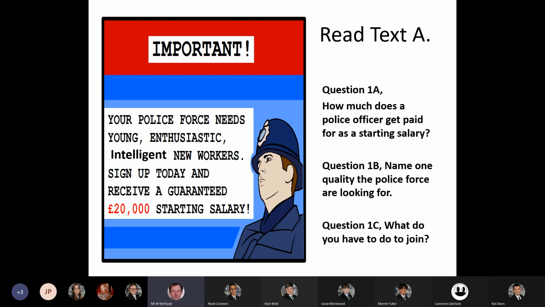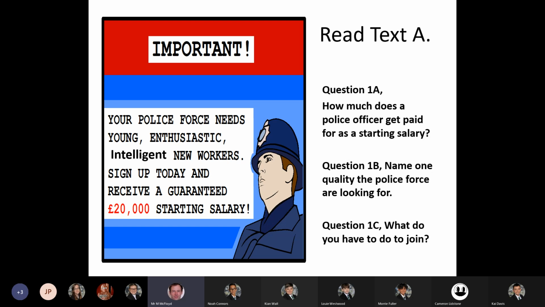Kian, what do you believe the answer to 1B to be? Kian has written in the chat, young, enthusiastic, intelligent. Unfortunately, once more, that would not get a mark. Kian, look back at the question set. Name one quality the police force are looking for. Kian, could you now change your answer to make sure that you would get a mark?